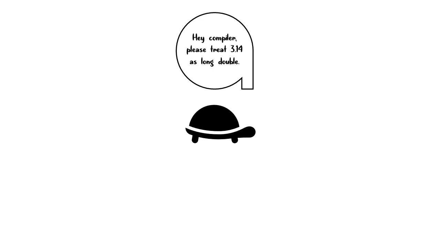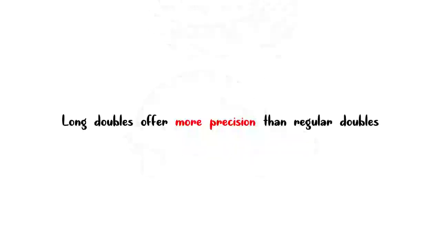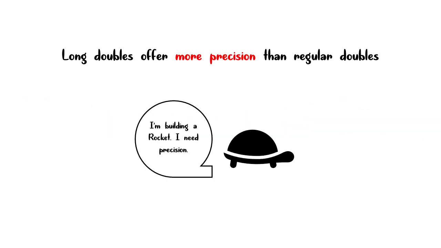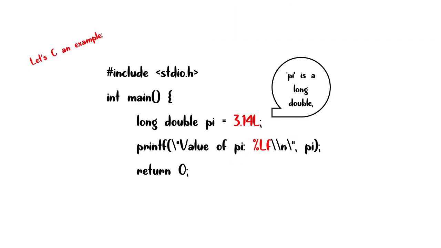So, why is this important? Long doubles offer more precision than regular doubles, which can be crucial in scientific computations or situations where you need highly accurate results. Let's look at a quick example.